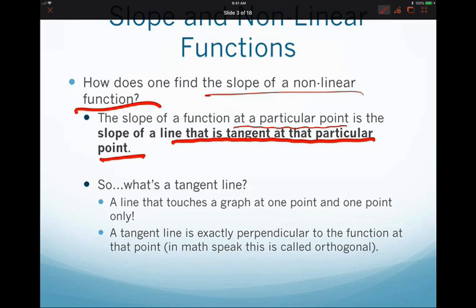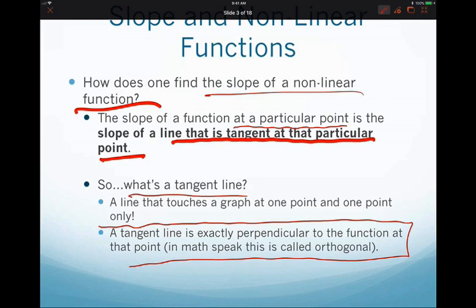So many of you may be thinking, sure, tangent lines. Some of you may be thinking, tangent line? So what's a tangent line? It's a pretty simple idea. All it is, it's basically a line that just touches a graph at one point and one point only, right? It's infinitesimally close to touching the line, okay? So in math speak, a tangent line happens to be exactly perpendicular to the function at that point. And we'll look at some graphs on the next slide.